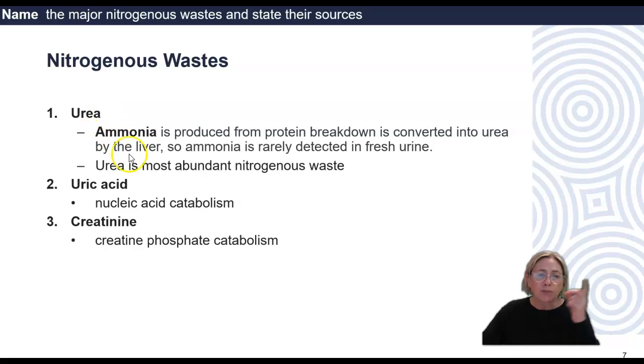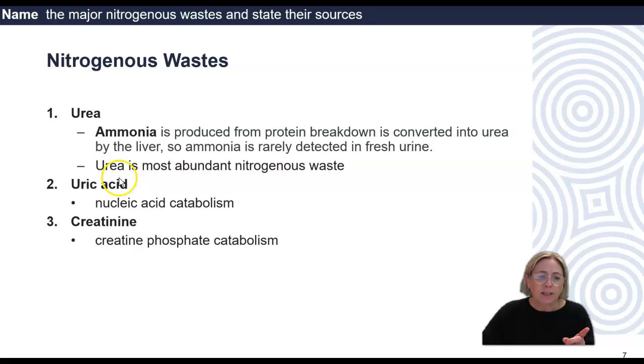Okay, urea is formed from the breakdown of ammonia. Ammonia is produced from protein breakdown, and it is very toxic in the human body, and it can lead to something called ammonia intoxication. The brain is particularly sensitive to increasing levels of ammonia. So here's where the liver comes in, and it converts it to a less toxic substance known as urea. So ammonia, therefore, is rarely detected in fresh urine when the liver is functioning normally. And urea itself is the most abundant nitrogenous waste.